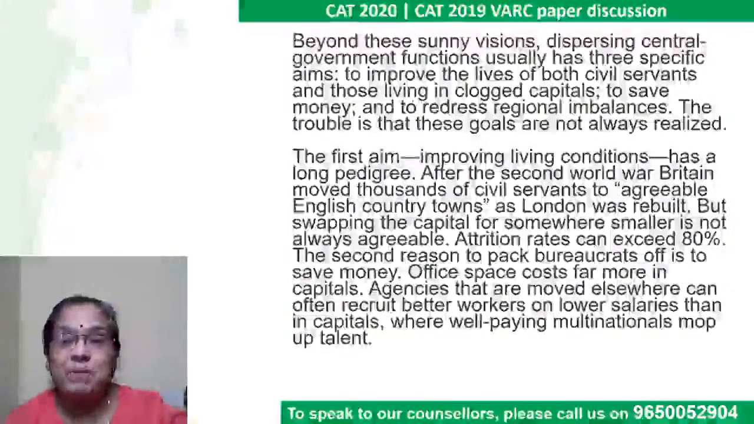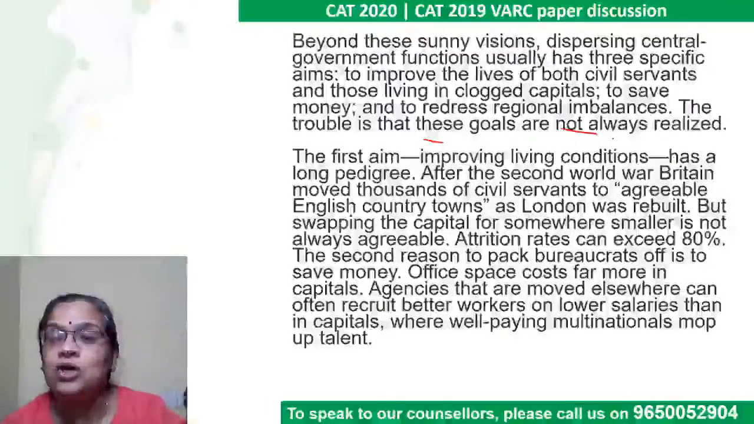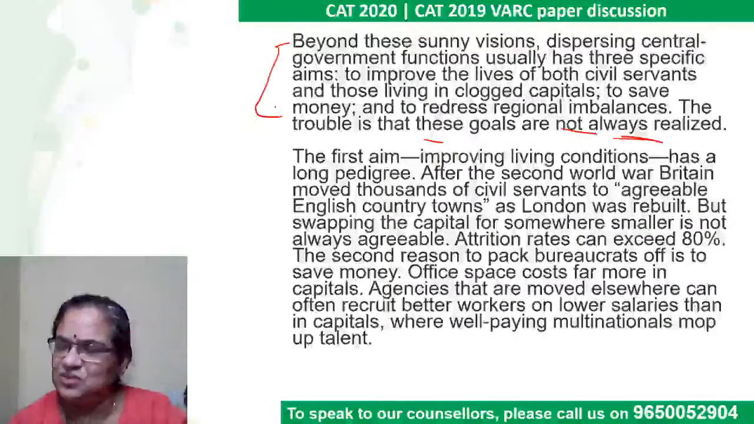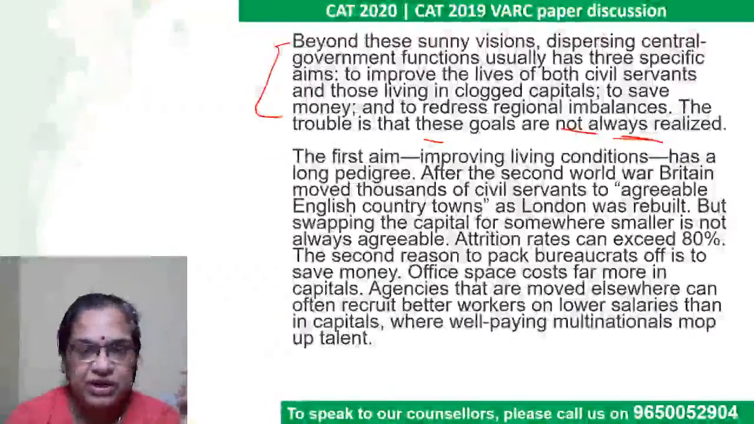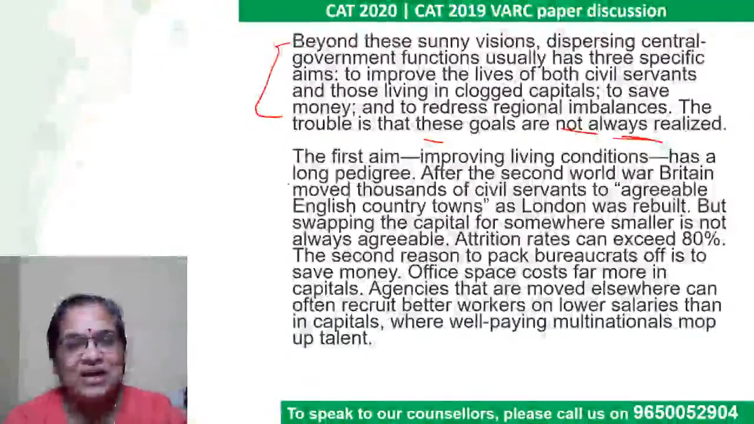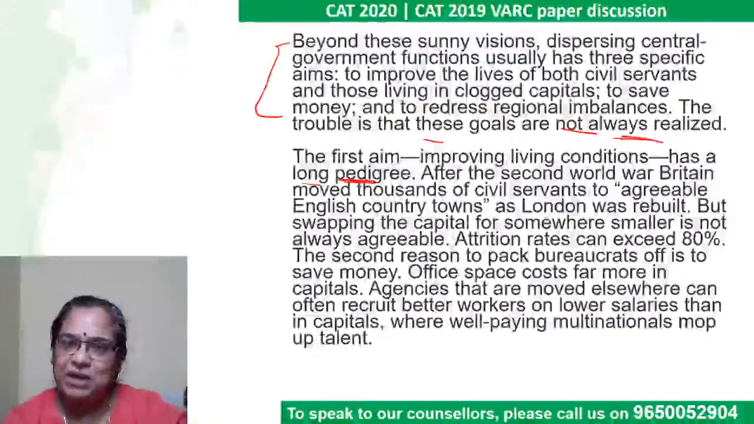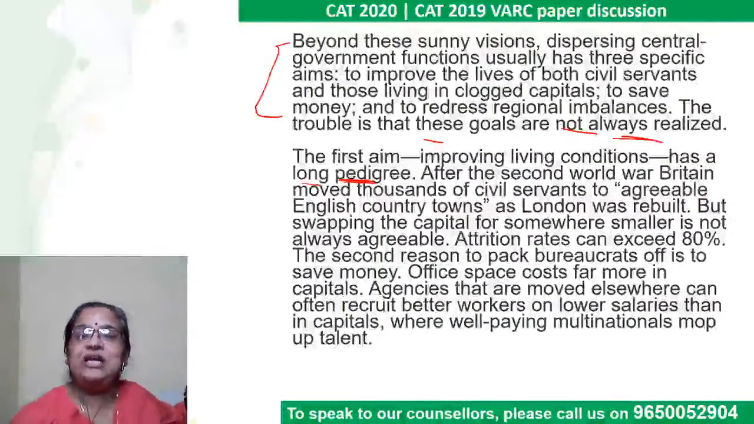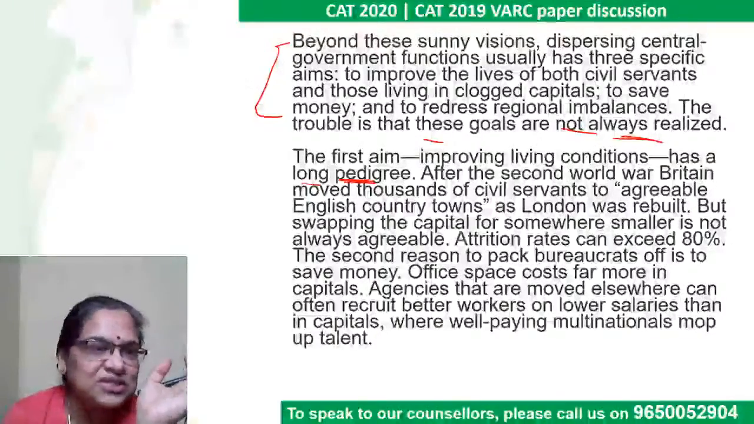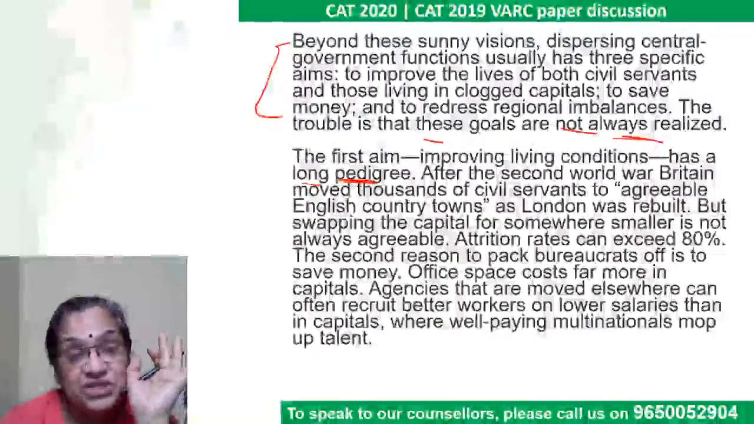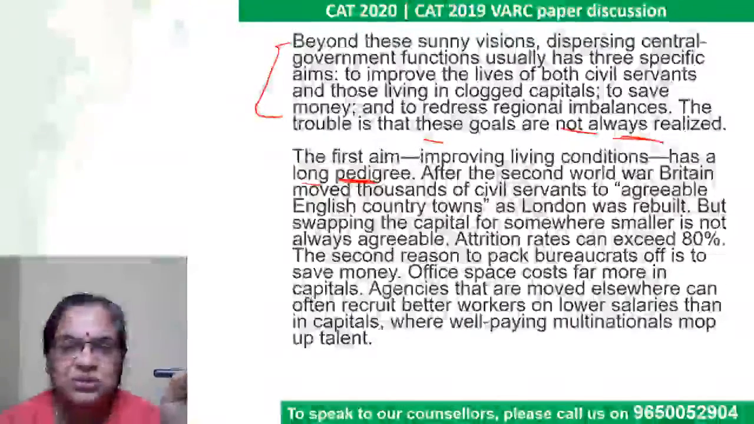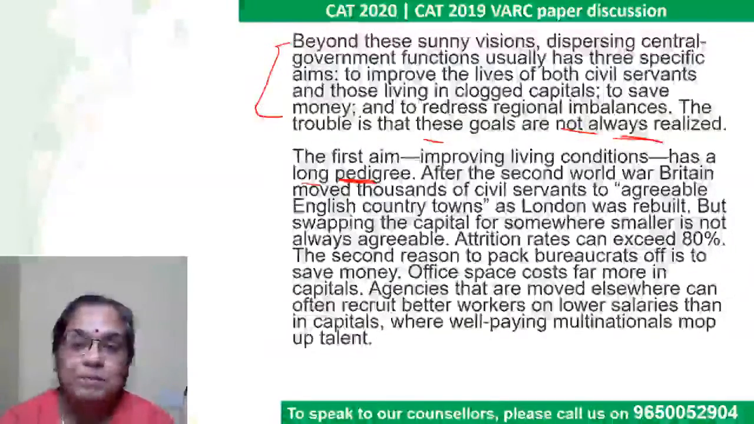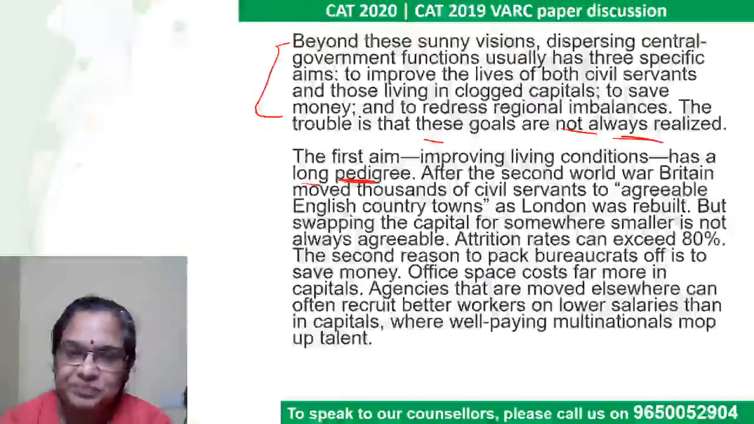The author says, but the trouble is that these goals are not always realized. These goals are fine, they're good on paper, but they're not always realized. The first aim is to improve living conditions. It has a long pedigree. That means it has a long story and past. Pedigree is tracing back your lineage. And so this aim of improving living conditions has a long history. From the Second World War, when Britain moved thousands of civil servants to agreeable English country towns when London was being rebuilt. But the swapping of capital for somewhere smaller is not always agreeable.